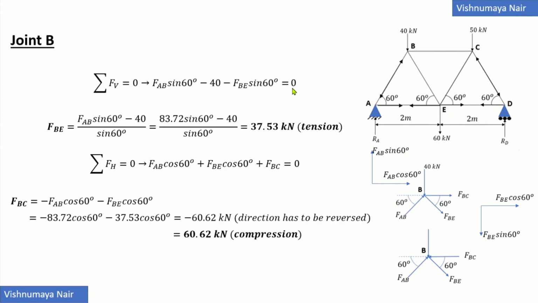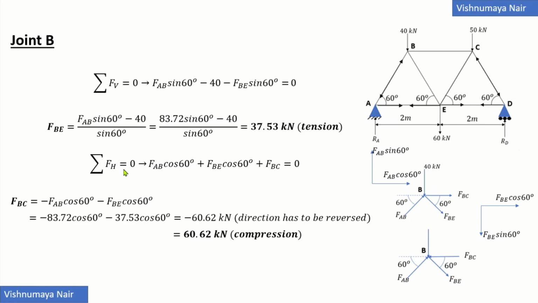Now summation FV equal to 0 implies FAB sin 60 minus 40 minus FBE sin 60 is equal to 0. Therefore, FBE will be equal to (FAB sin 60 minus 40) by sin 60. We know that FAB is equal to 83.72. Therefore, (83.72 sin 60 minus 40) by sin 60 is equal to 37.53. This is positive. So, we do not have to reverse the direction of FBE. So, the direction of FBE will be away from the joint.